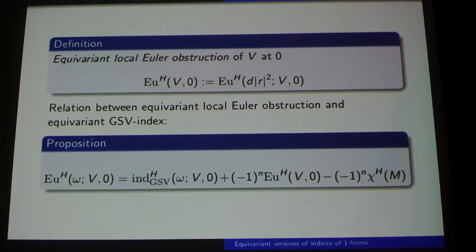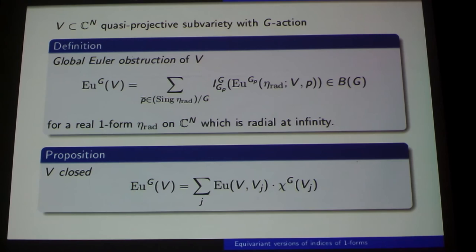So let me finally come to the global Euler obstruction. Now we consider a quasi-projective subvariety with a G action. And then we have the global Euler obstruction defined in a similar way as we define the global gradient index of a variety.